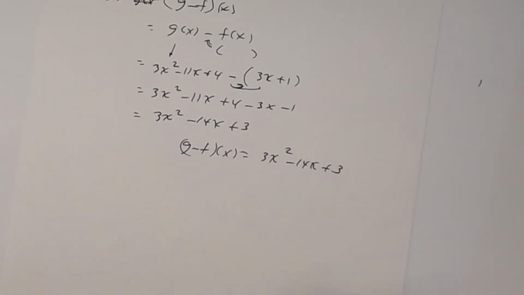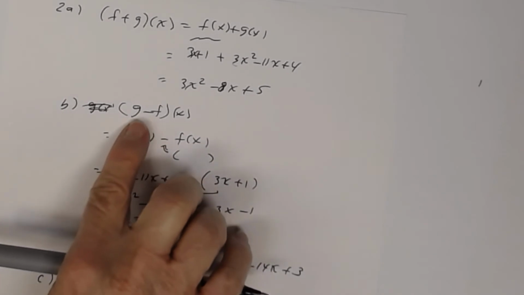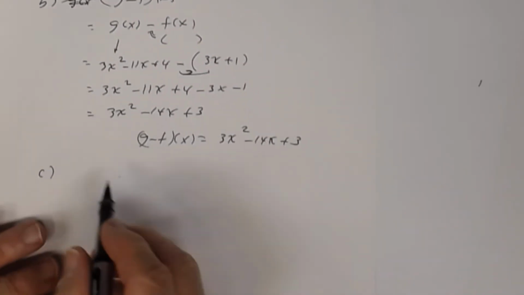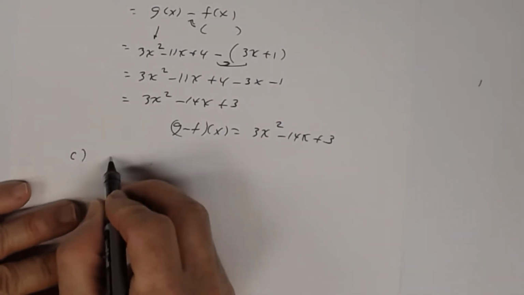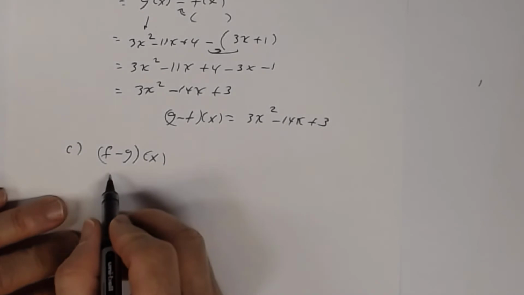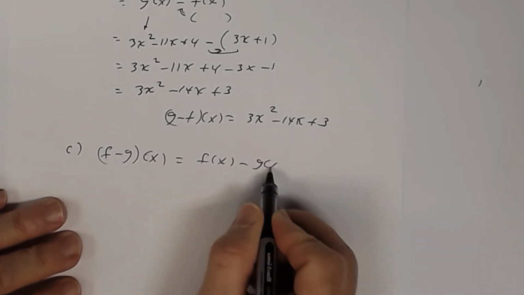Let's look at letter C. So in letter C, this time, and I have room here, so I'm going to do it on this one. This time, instead of saying g minus f evaluated at x, this says f minus g at x. All right, so by definition, this is going to be f of x minus g of x.